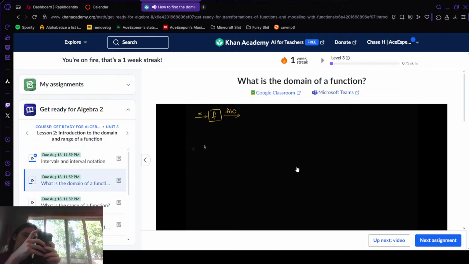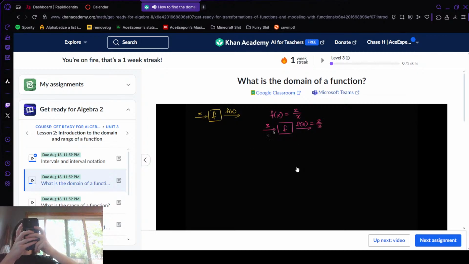So for example, let's say that we have the function f of x is equal to 2 over x. So if that's my function f, if I were to input the number 3, well, the f of 3 that we're going to output, we know how to figure that out. We've defined it right over here. It's going to be equal to 2 over 3. So for that input, we were able to find an output.